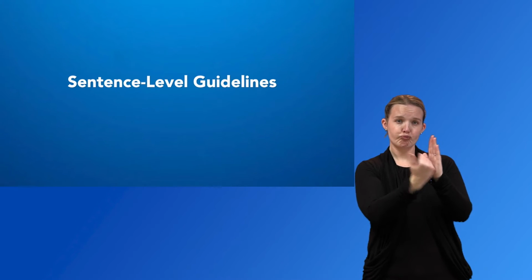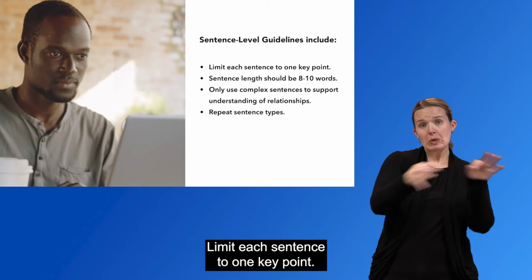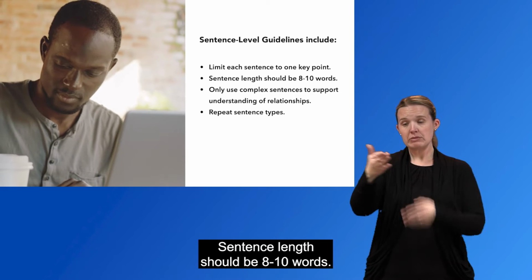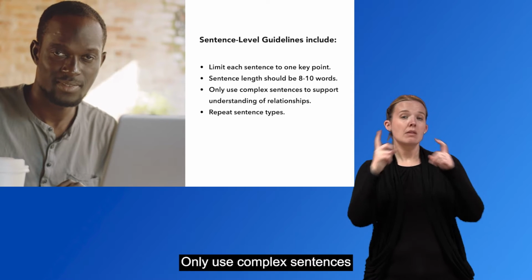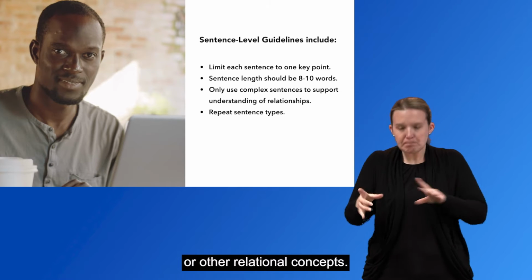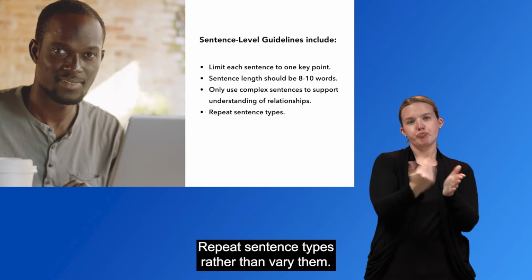Sentence level guidelines. Sentence level guidelines include: limit each sentence to one key point. Sentence length should be 8 to 10 words. Only use complex sentences when required to support understanding of causal or other relational concepts. Repeat sentence types rather than vary them.